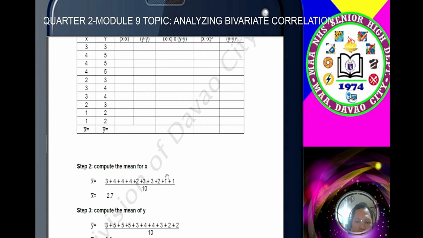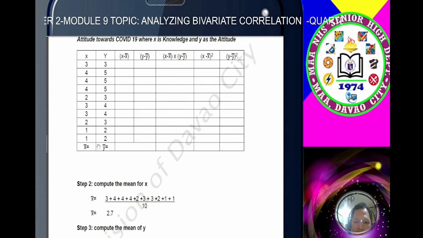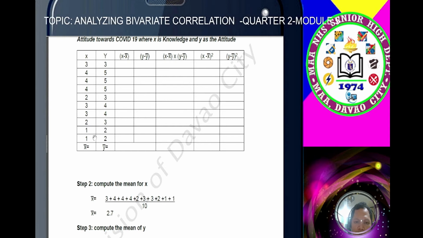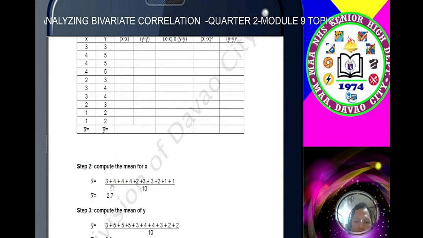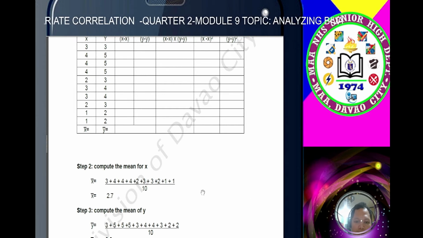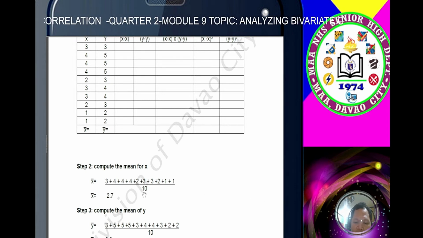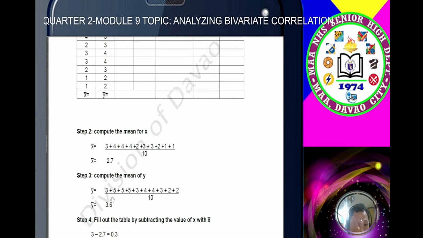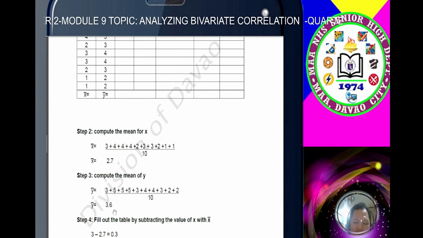So you have here step 2. First you need to compute the mean, the mean for x and the mean for y. I think you already know how to compute the mean. You just add these values and divide by the number of items. Since this has 10, the answer is 2.7 is the mean for x. Then the mean for y is 3.6.